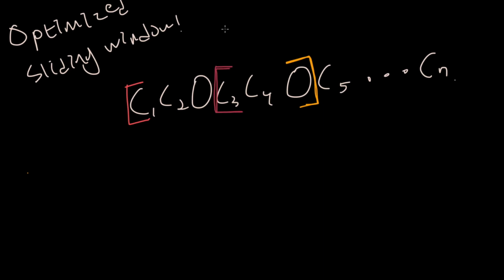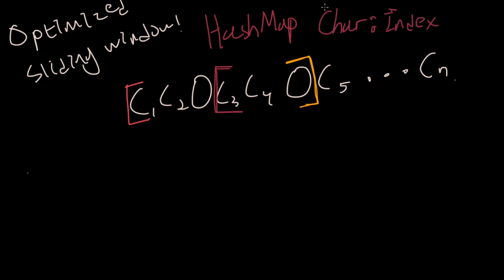We can if we use a hash map. The hash map is going to have char-index pairs. So when we hit this O, we look up the hash map to see if O exists in our hash map.